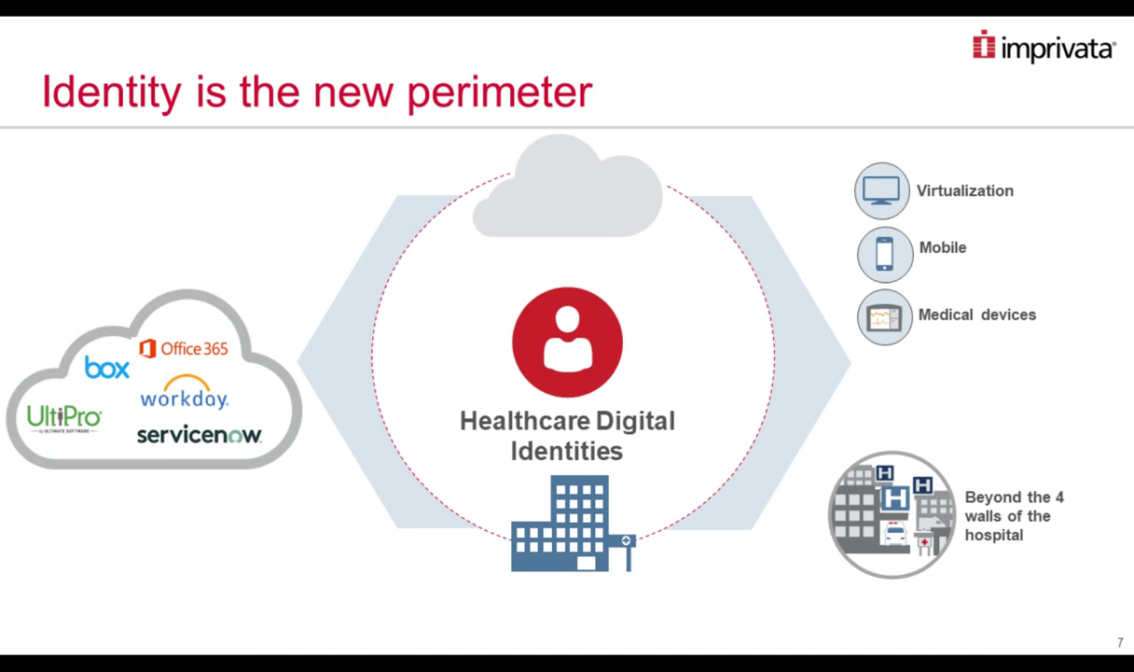And that was our perimeter. But now, with the proliferation of all these SaaS apps like Office 365, Workday, ServiceNow, UltiPro, Box, and so forth, we have all these applications that reside outside of our perimeter, and then we have all these other devices, the mobile devices, the medical devices, virtualized devices, VPN, and so on, that make that perimeter that much more porous. So really, the only way that you can assure that the right applications and the right data are being accessed by the right people is to control that identity. So that's where I think that identity is the new perimeter came from.